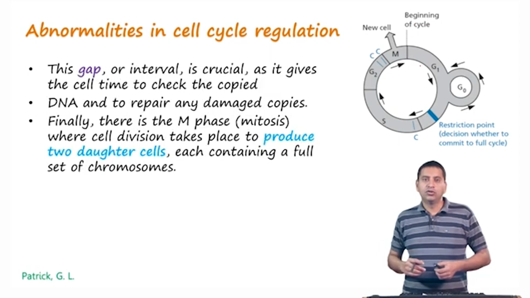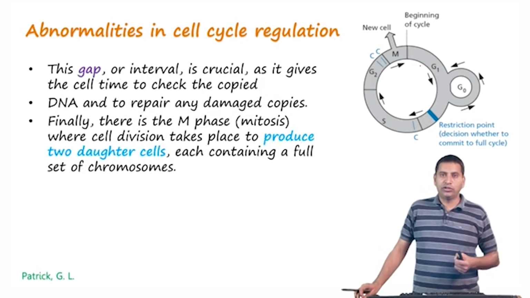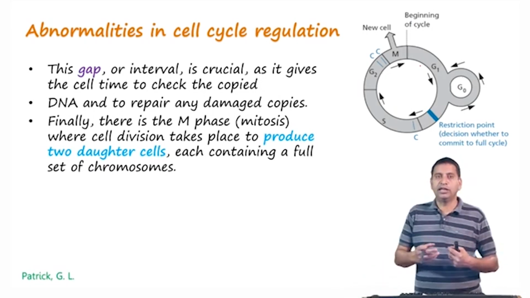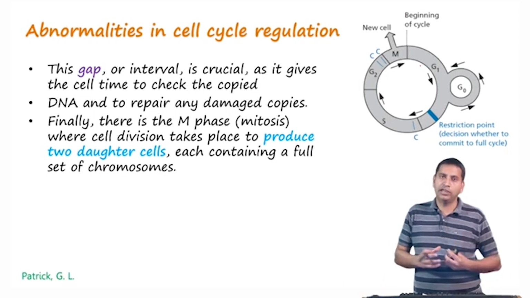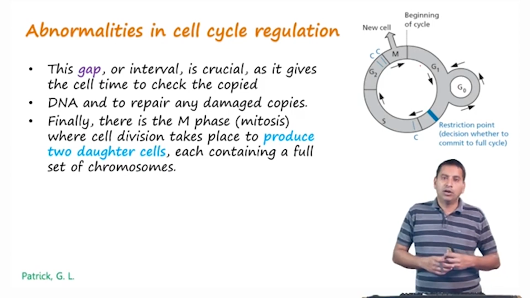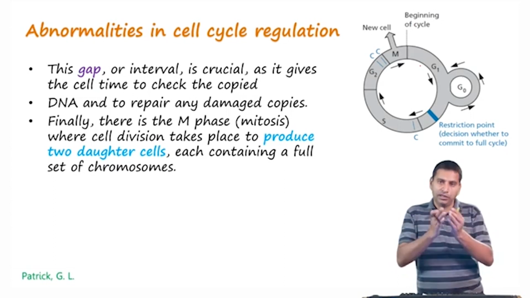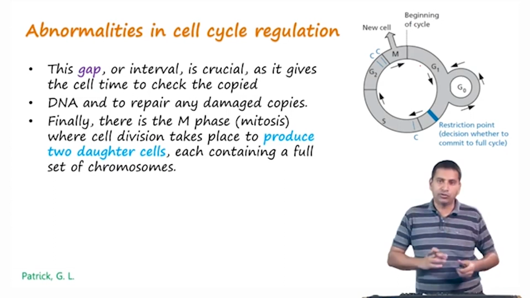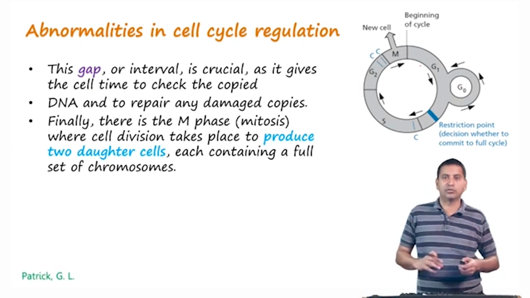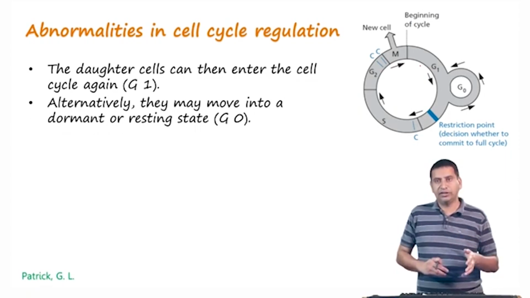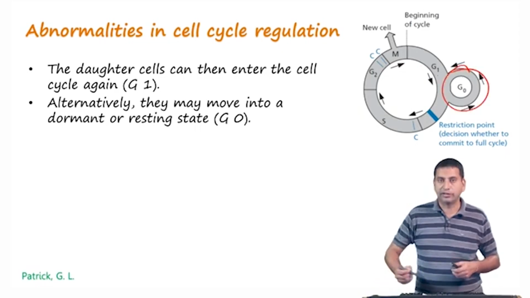This gap or interval is very crucial because it gives the cell time to check if the copied DNA is good, and if there is any DNA damage, it is repaired. Finally, there is an M phase, which is also called the mitosis phase, where the actual cell divides and produces two daughter cells, each containing a full set of chromosomes. The daughter cell can then enter the cell cycle again, or alternatively they may move into what is known as a resting state, or the G0 state.